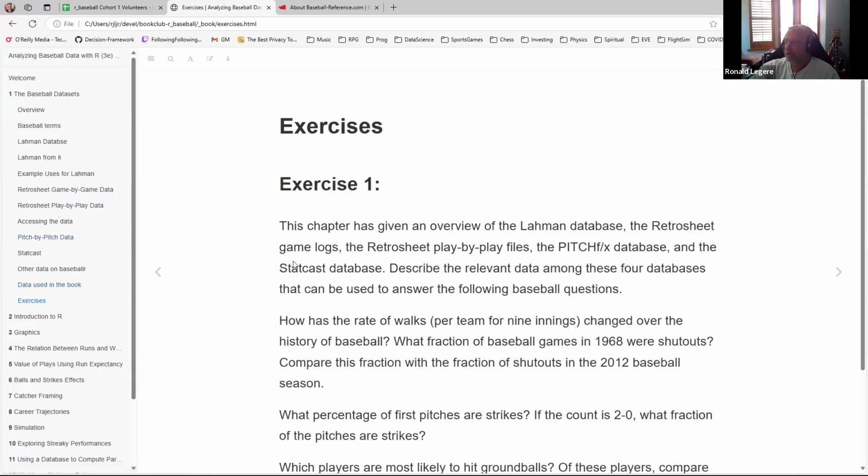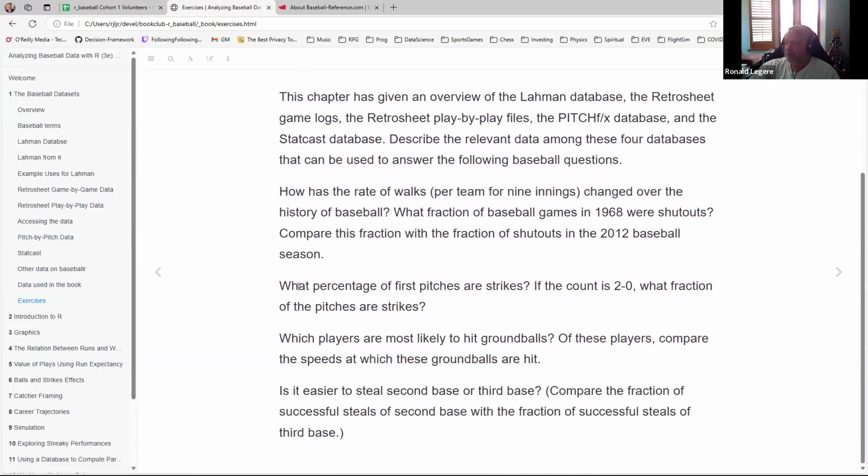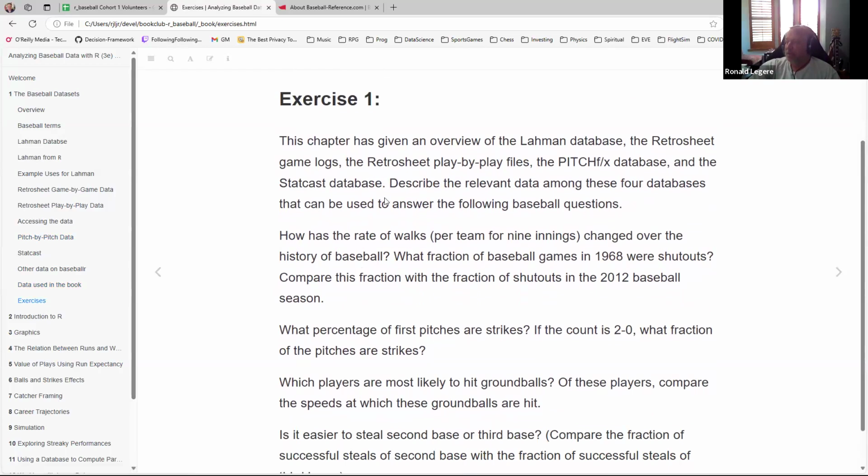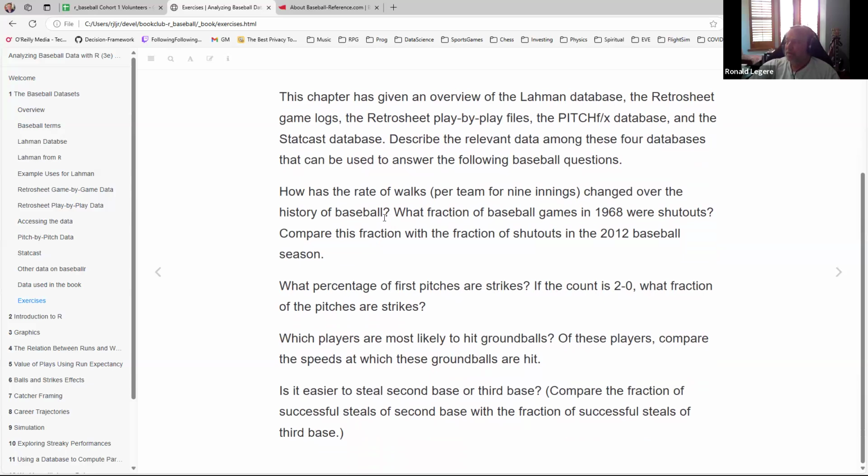There's several exercises at the end. I thought it might be fun, now that we've gone through and overviewed all these databases and data sources, to try to figure out which is the relevant data for these different baseball questions. So I don't know if anyone wants to take a stab at this first one here.